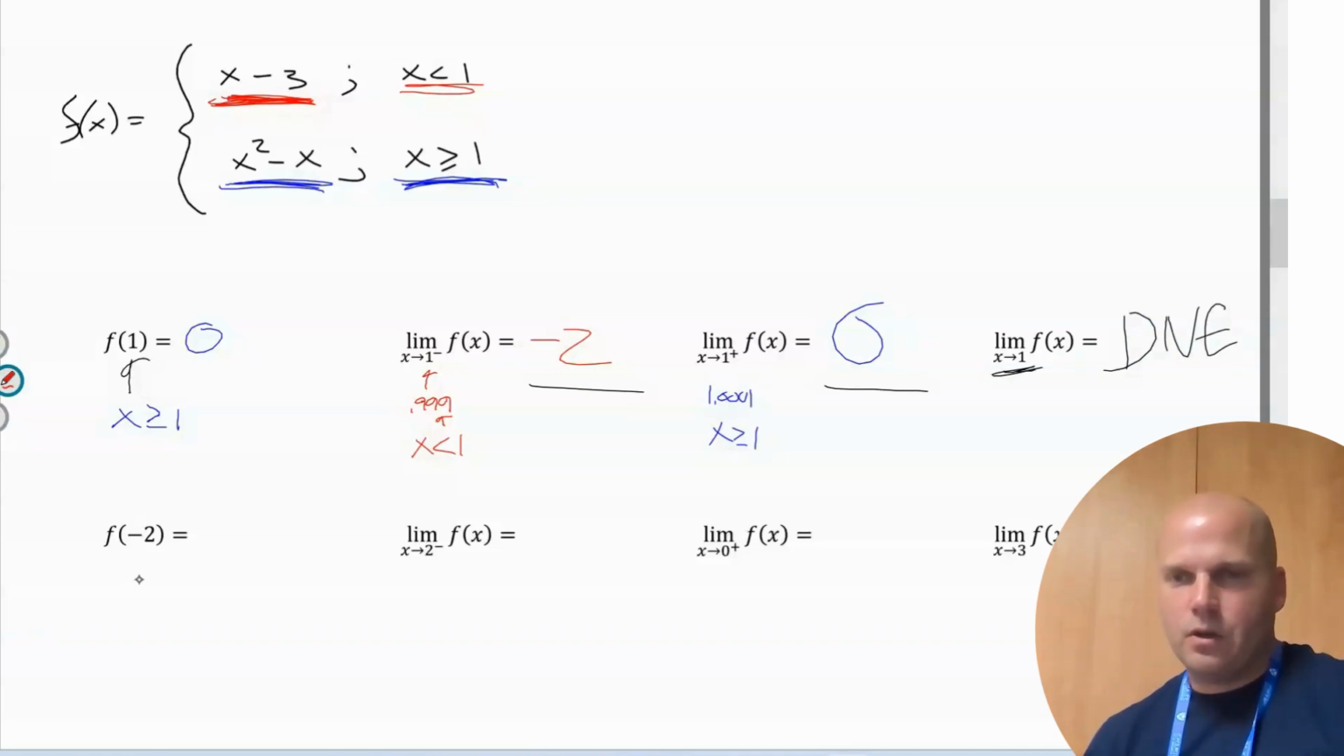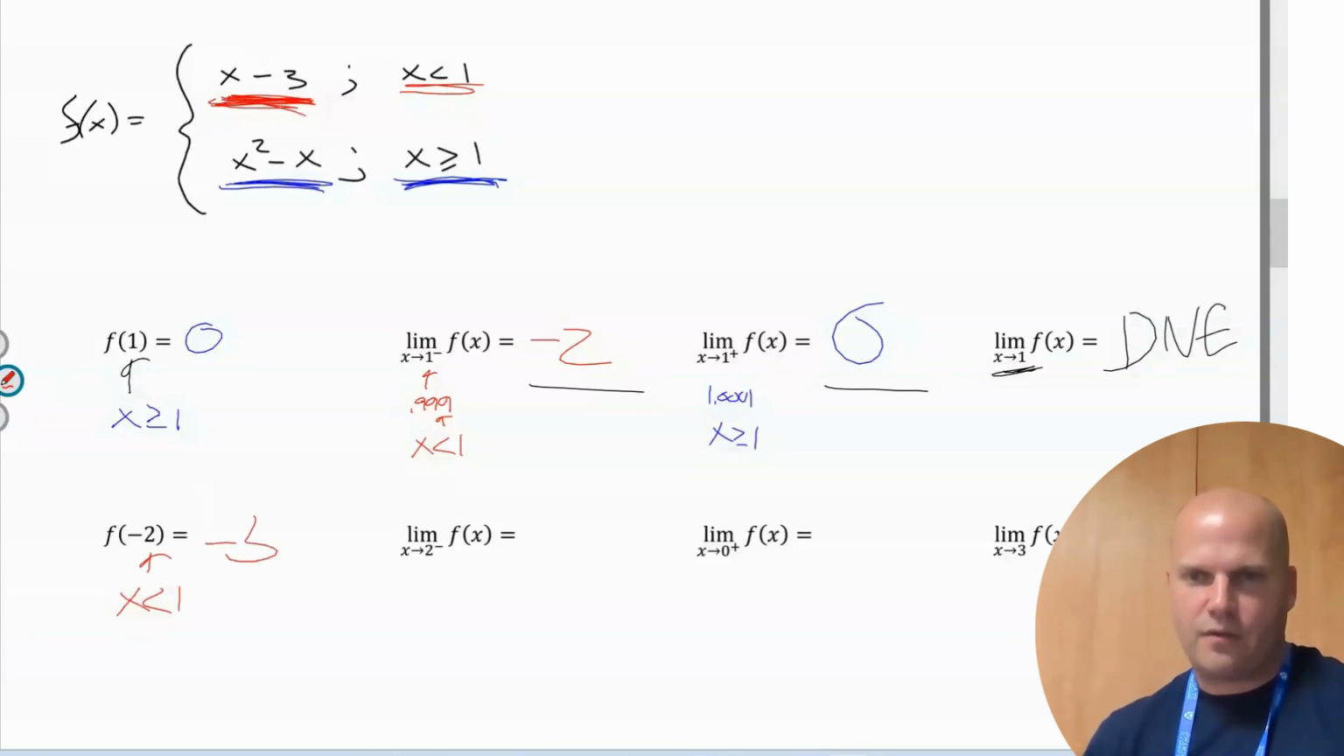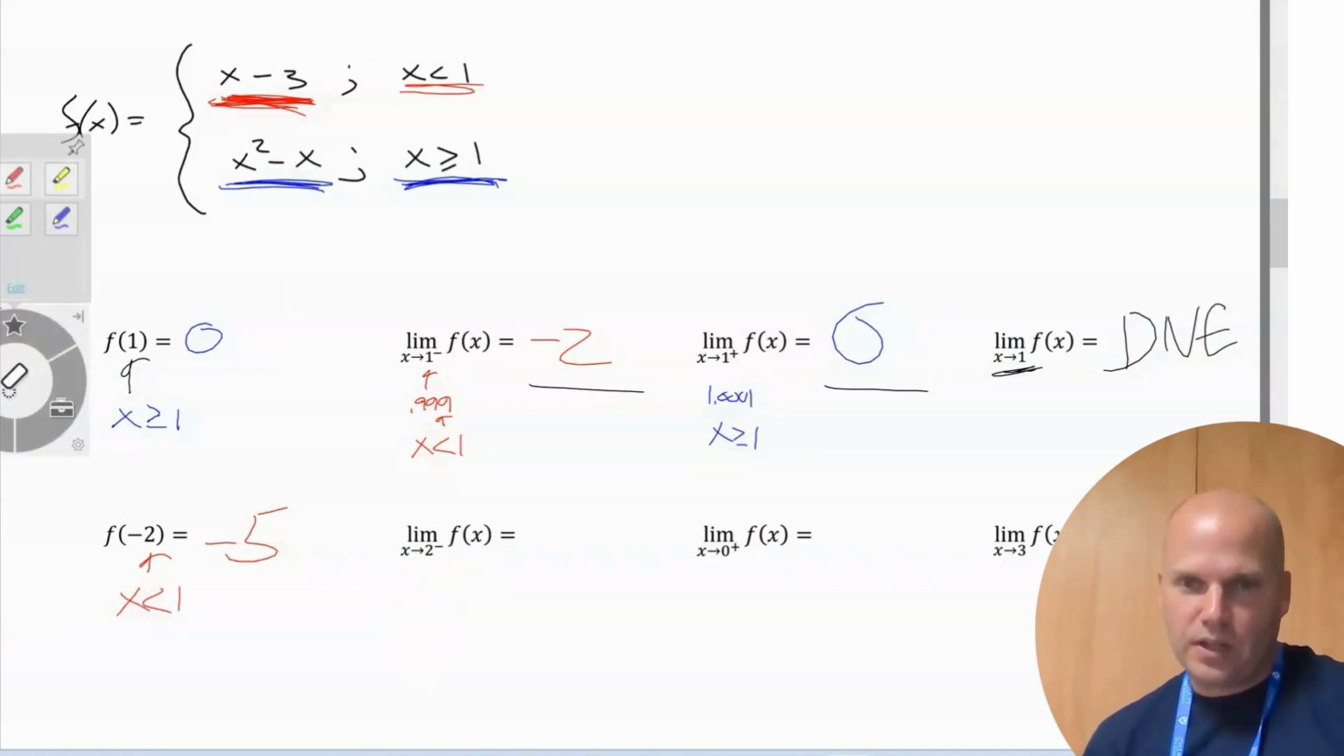What about f of negative 2? Well, f of negative 2 is a value that's less than 1. So we should just plug it in here, and I should get negative 5. Hooray! What about negative 2 from the left? Well, that's still a value less than 1. I should still plug it in. Sorry. It's not negative 2. It's positive 2.